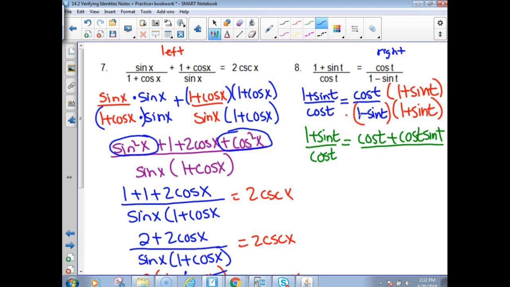Now, the denominator. 1 times 1. If you multiply conjugates, remember what happens with the middle terms. They drop out. So 1 times 1 is 1. 1 times sine, 1 times negative sine, they drop out. And so minus sine times sine, which would be sine squared. All right, 1 plus the sine of t over the cosine of t. Now it's going to equal, let's see, let's trade the denominator, and I'm going to unmultiply by the cosine.